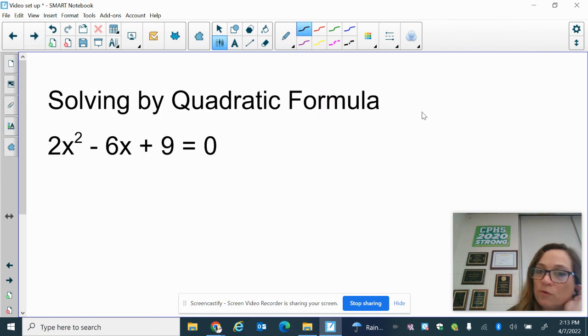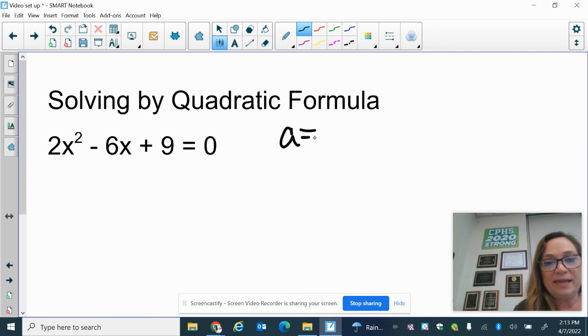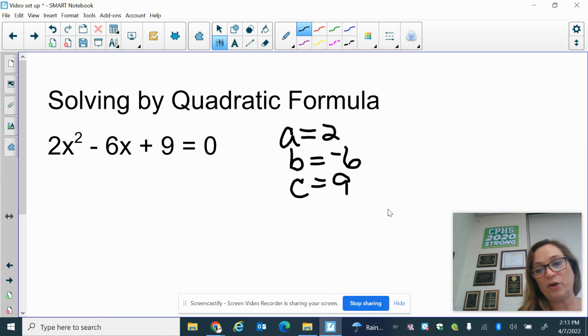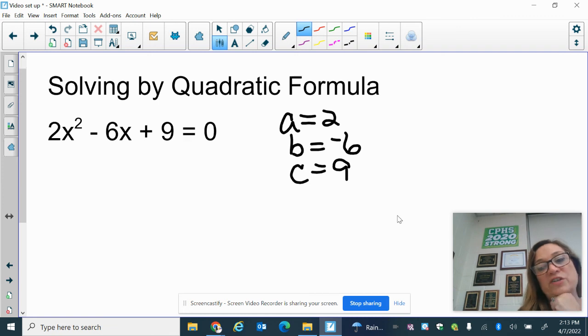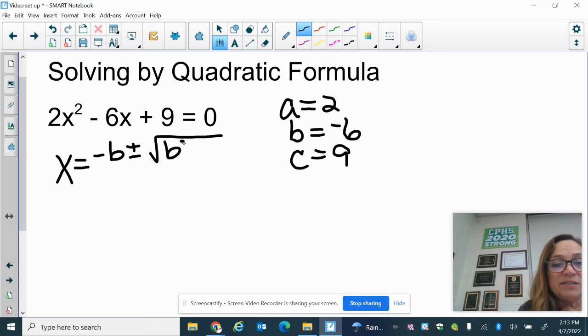Okay, last method, quadratic formula. So I'm going to start by identifying what is the a, what is the b, and what is the c. So the a is the coefficient of the quadratic term, the b is the coefficient of the linear term, and the c is the constant. And now I'm going to substitute them into the quadratic formula. X is equal to negative b plus or minus square root b squared minus 4ac all over 2a.